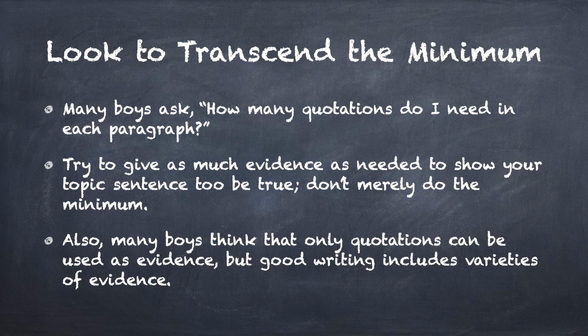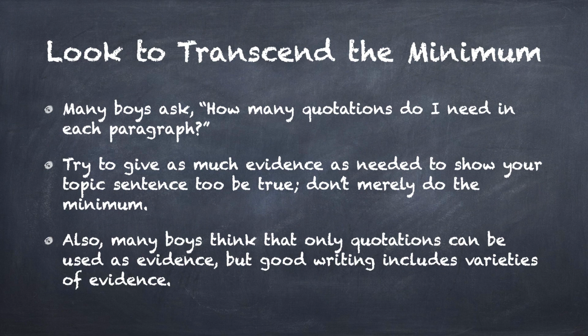So some advice. Often kids are like, how many quotations do I need? Or how many pieces of evidence do I need? And that minimum figure they're given, like 2, becomes what they're going to do. There are so many kids who, through the years, shoot for the minimum. They're only going to put in whatever that minimum number is. So we're going to ask you to try to take a more adult approach to your writing, and you're going to give the kind of evidence needed to really show that your topic sentence is true.